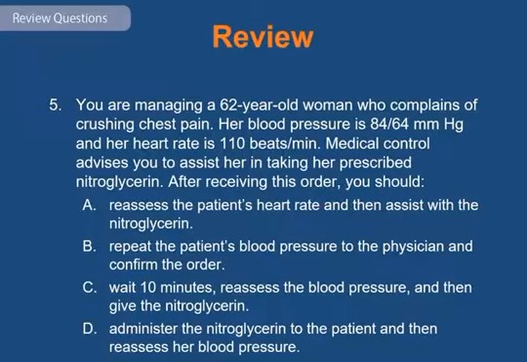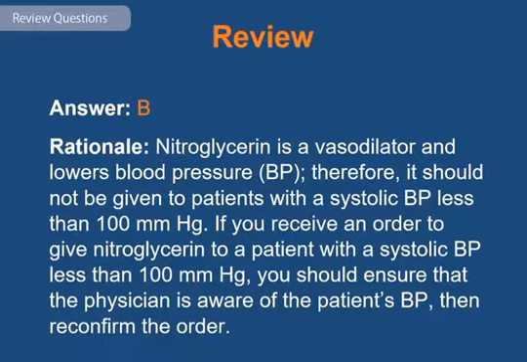If you are reading this carefully, you'll get this one correct without terribly much effort. And it is B. Nitroglycerin is a vasodilator and lowers blood pressure. Therefore, it should not be given to patients with a systolic blood pressure less than 100 millimeters of mercury. If you receive an order to give nitroglycerin to a patient with a systolic BP of less than 100 millimeters of mercury, you should ensure that the physician is aware of the patient's BP and reaffirm the order.